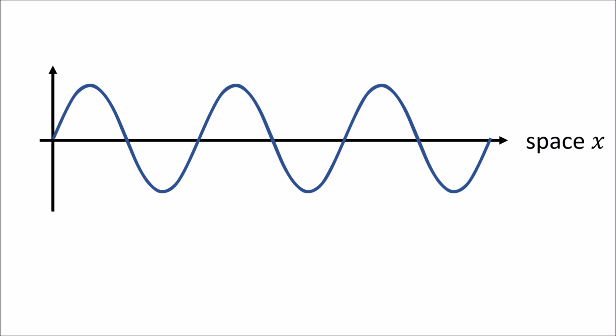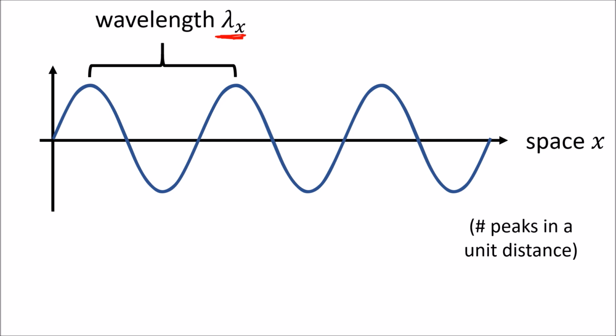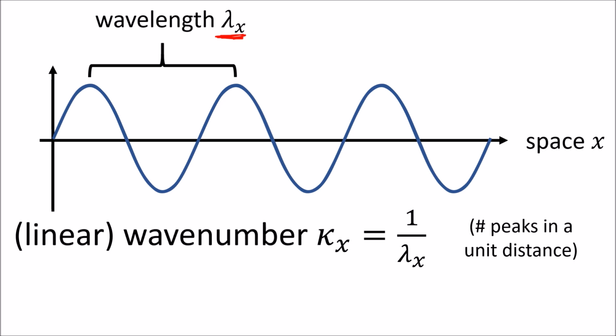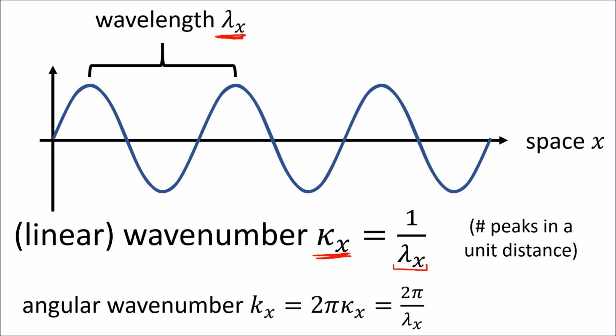We say that the distance between wave peaks in the x direction is called the x wavelength, and we denote it by lambda x. We can also count the number of wave peaks per unit distance in the x direction, and we call this the linear wave number, denoted by kappa x, and it is equal to the reciprocal of the wavelength. There is also the angular wave number k, which is 2 pi times the linear wave number, but we will not be using the angular wave number very much in this video.